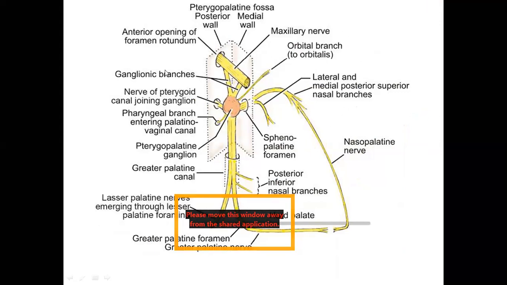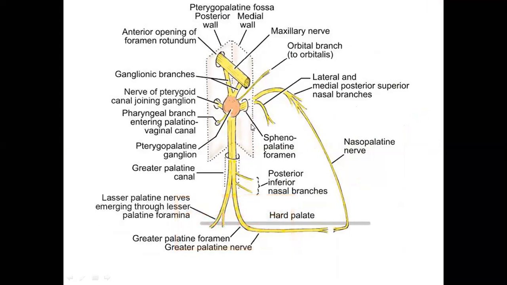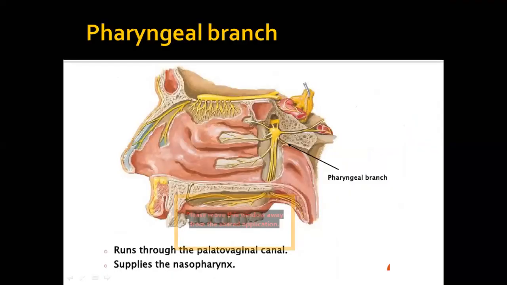So this is again a schematic diagram. You can use it for drawing the pterygopalatine ganglion and its branches. This shows only the branches. So if the ganglion is asked, you have to draw it with the connections and roots.